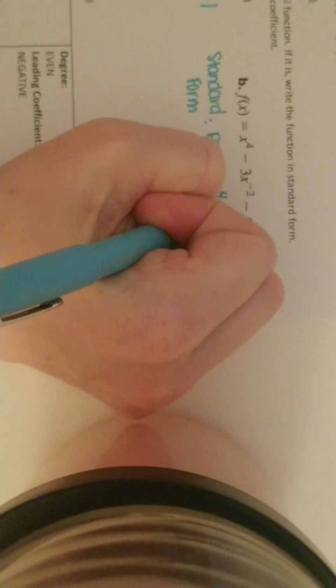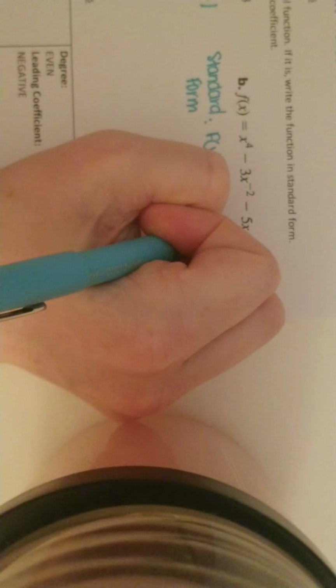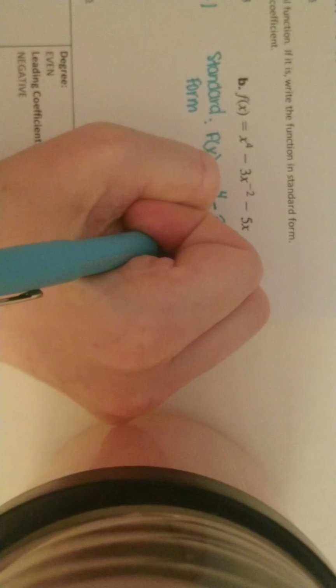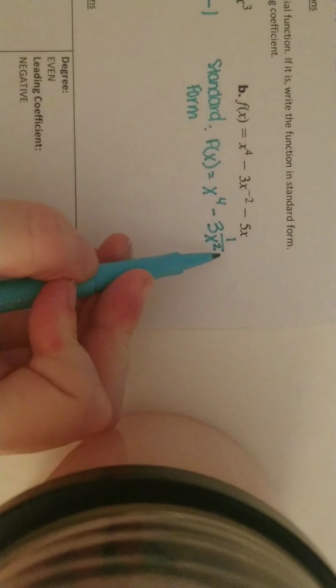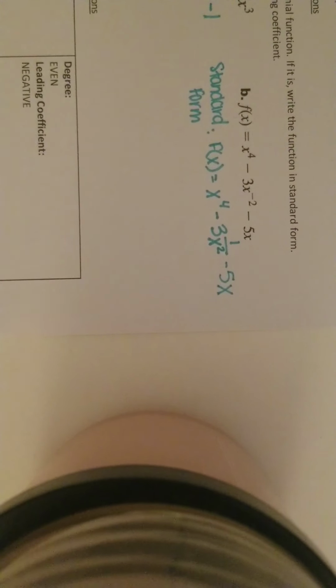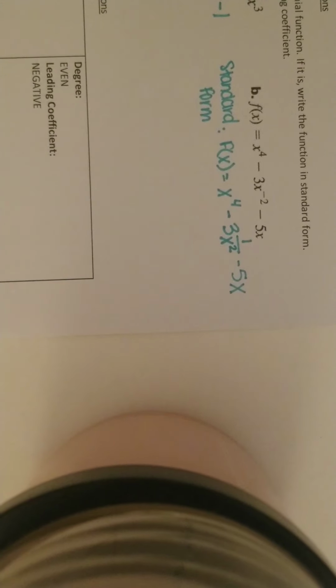Now, in this case, we don't really like to keep negative exponents. So when it's negative, last week we kicked it to the bottom. So it's going to be negative 3 and then 1 over x squared, because 2 is the next. And then we're going to do minus 5x. So it's in standard form, highest exponent to lowest exponent.